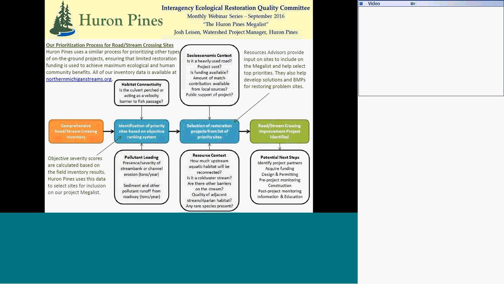We ask questions like, how many upstream miles will be reconnected? Are there other fish passage barriers adjacent to the site? What is the quality of habitat that would be reconnected? Are there any threatened or endangered species in the stream? Or are there invasive species concerns related with the project? Is the landowner willing to authorize the project? How much will it cost? And is funding available? Are there human safety or road maintenance issues at this site? Or does the project have general support from partners and from the public?